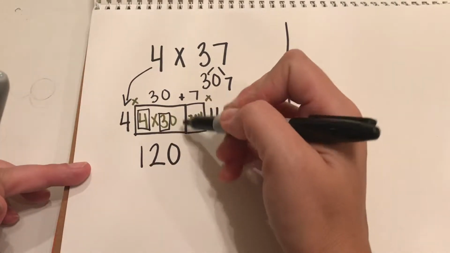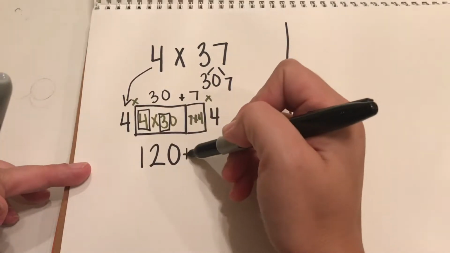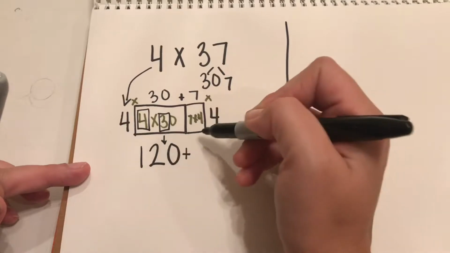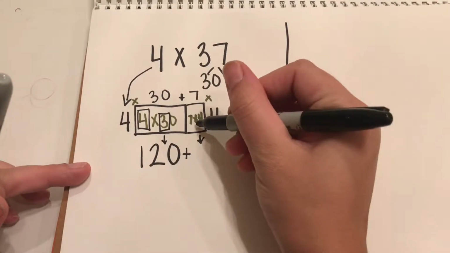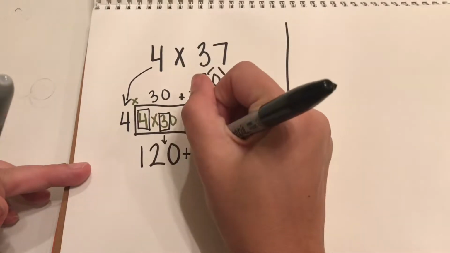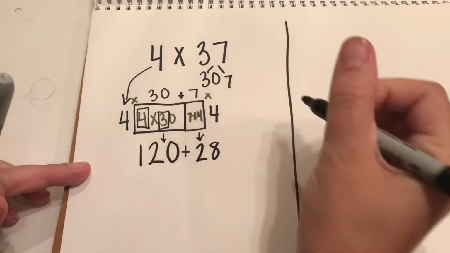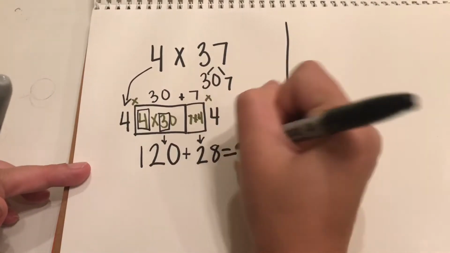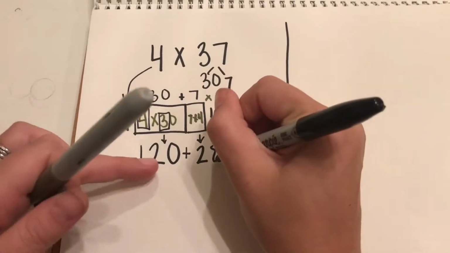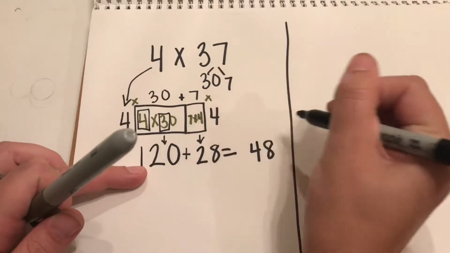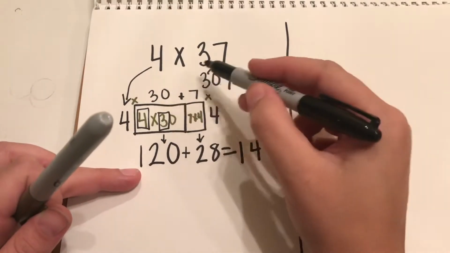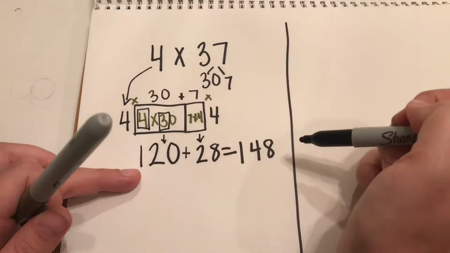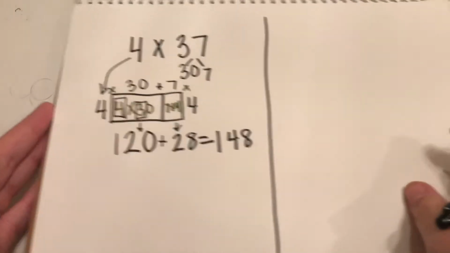For this second problem, remember that we are going to be adding the two products together for each rectangular area. For this area here, 7 times 4 is 28. Now I simply add those two together, the 8 in my ones place, a 4 in my tens place, and a 1 in my hundreds place. So 4 times 37 equals 148.